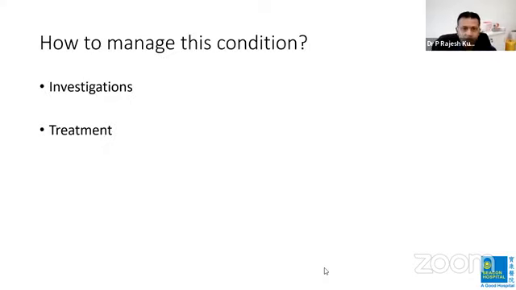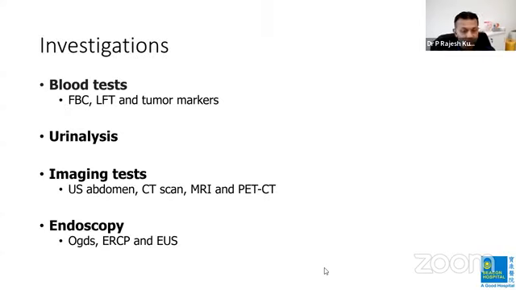Now, next level, how do we manage this condition? Number one, how do we investigate this problem? Number two, how do we treat this problem? If someone comes to us with these symptoms, which is yellow eyes, dark urine, pale stool, we straight do some basic investigation.